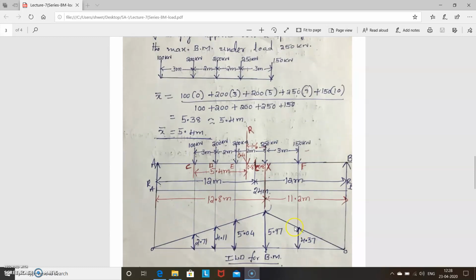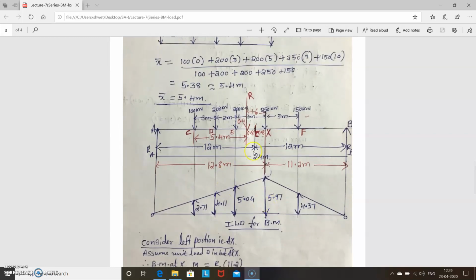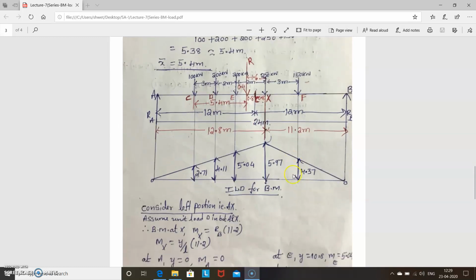Okay, this is the first step. You have to locate the resultant and mark it on the beam. Then based on that, mark the center point. The center always lies in between, equidistant from the resultant and the given load. Once you get the center, mark it, then we want the distance under the 250 kilonewton load, that is 12 plus 0.8, 12.8. Once this is done, it is easy to find the ILD for bending moment.